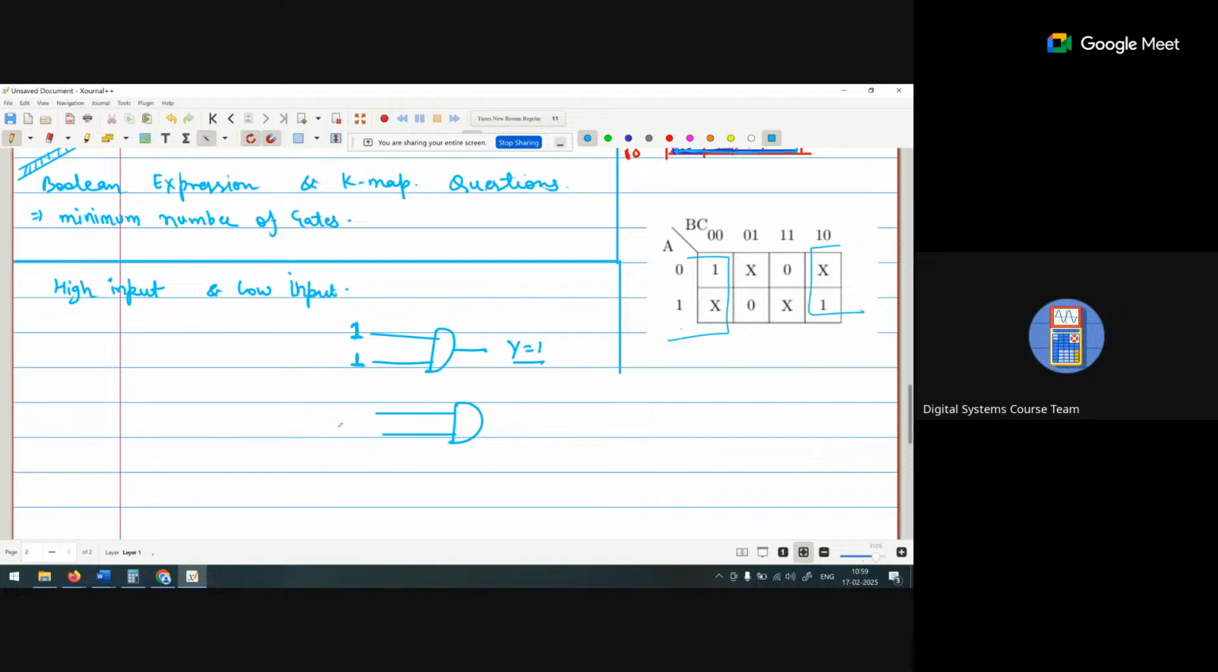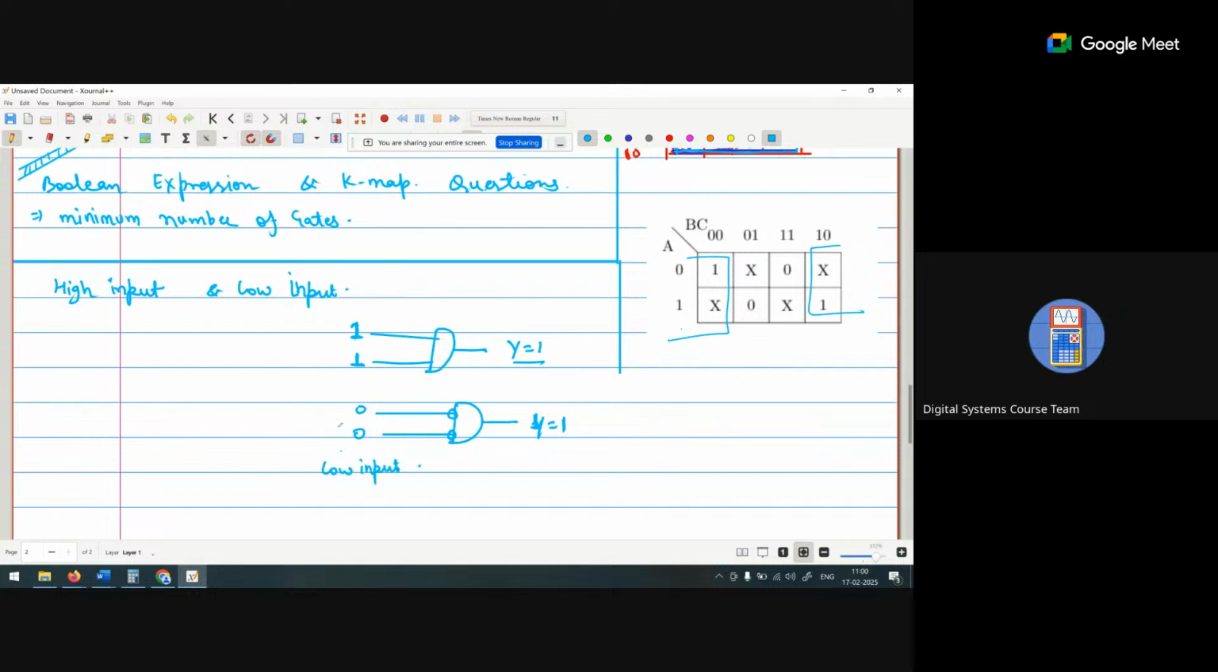That is the property of the IC. Here, what they do is they automatically invert that input. Now, if we are giving 0 0, we are getting Y equal to 1. That is called the low input.